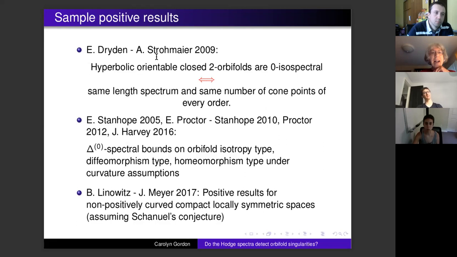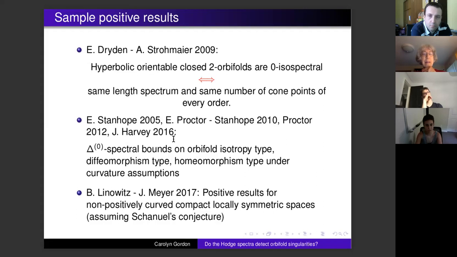So Emily Dryden and Alexander Strohmaier show that if you look at hyperbolic orientable closed 2-orbifolds, in other words, quotients of hyperbolic space, those are zero-isospectral, Laplace-Beltrami isospectral, if and only if they have the same length spectrum, that's familiar from the manifold case, but also the same number of cone points of every order. So they are distinguishable from the hyperbolic manifolds.